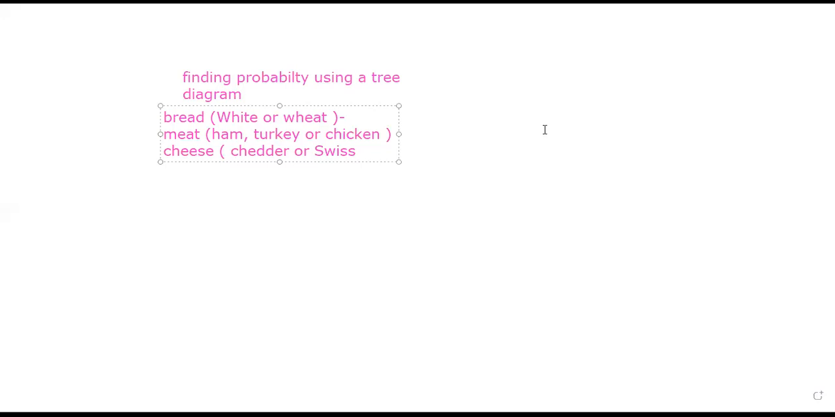How many different ways can we use it, how many possible outcomes can we find in this question? First we have to choose from what? The bread. How many choices with the bread? 2. And the meat? How many choices with the meat? 3. And how many choices with the cheese? 2. So, how many possible outcomes do you expect in this question?